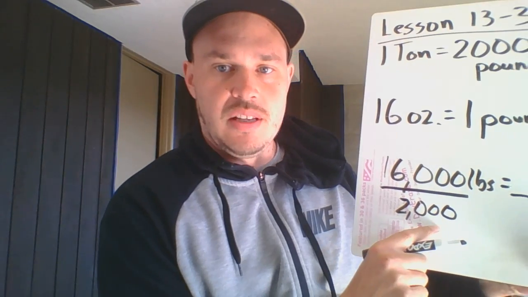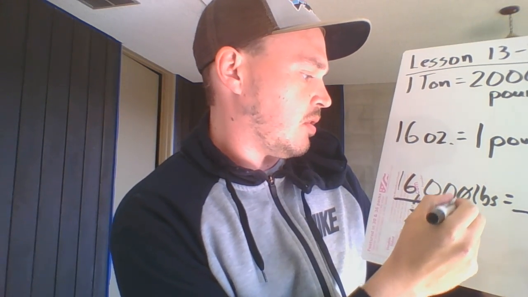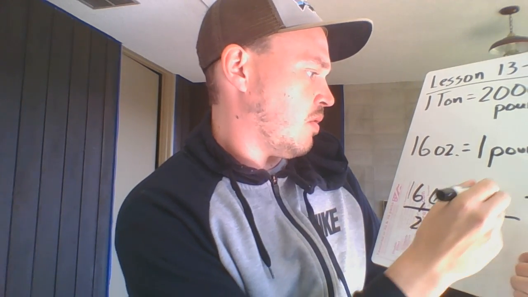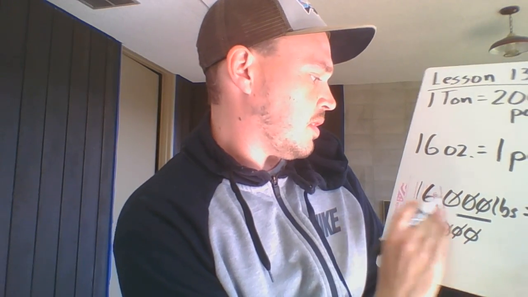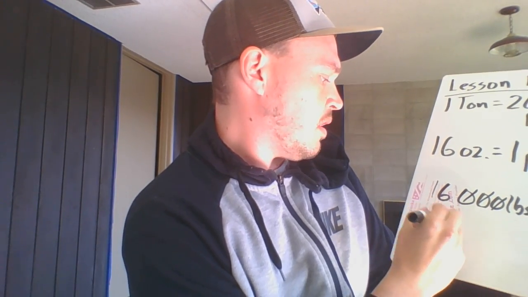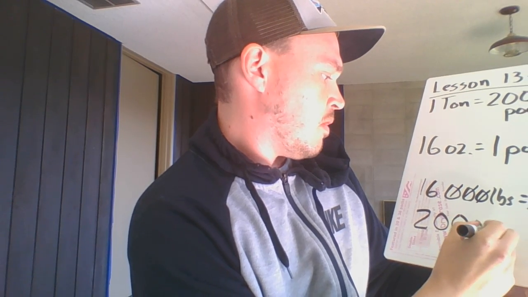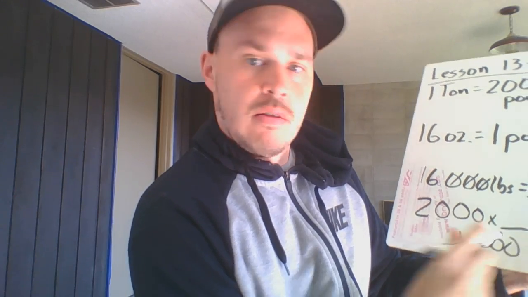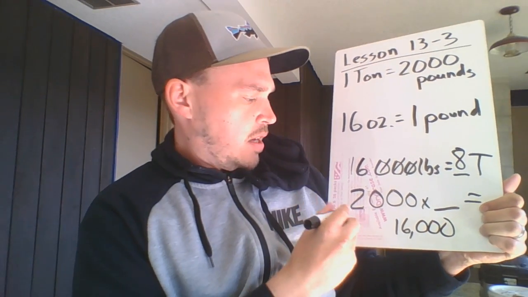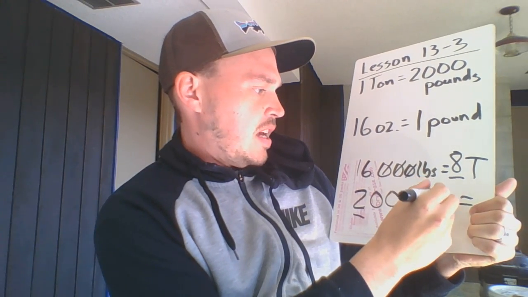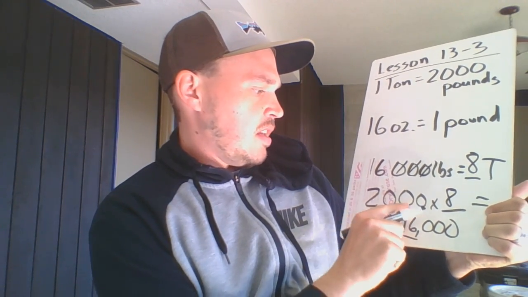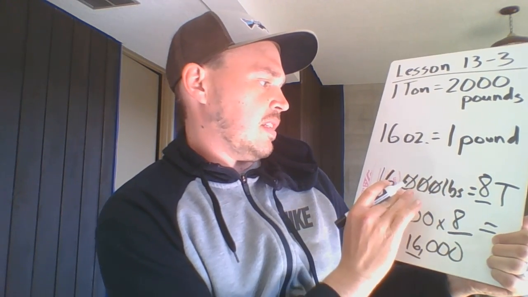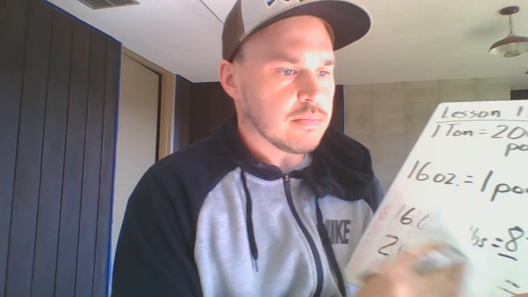And if you remember back to how we did division, you can cross off zeros, as long as you do the same to the top as the bottom. 16 divided by 2 is going to equal 8 tons. Or another way you could think of it is 2,000 times what equals 16,000. And you know that 2 times 8 equals 16. Then you add on your 3 zeros, and you would have 16,000 pounds. That's the way you could figure out 16,000 pounds equals 8 tons.